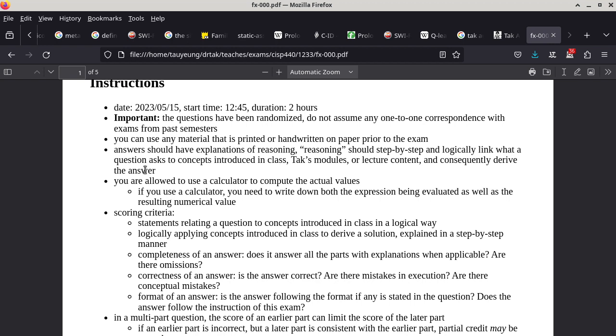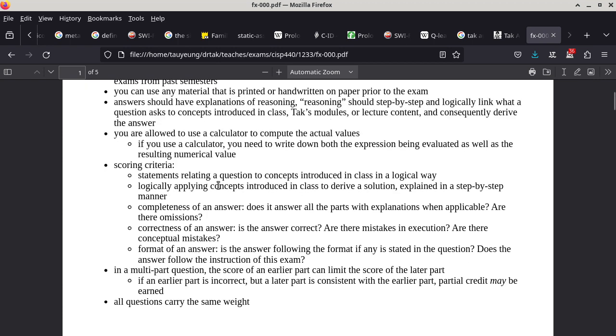So, things have to be connected, okay? I have to see how you make all those connections. You can use a calculator, graphing calculators are fine. Scoring criteria: statements relating a question to concepts introduced in the class in a logical way, logically applying concepts, and so on. You guys can read that, I will send this to you.